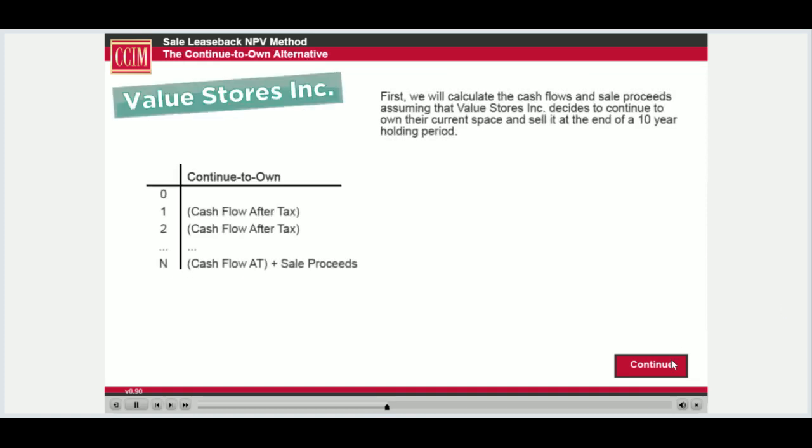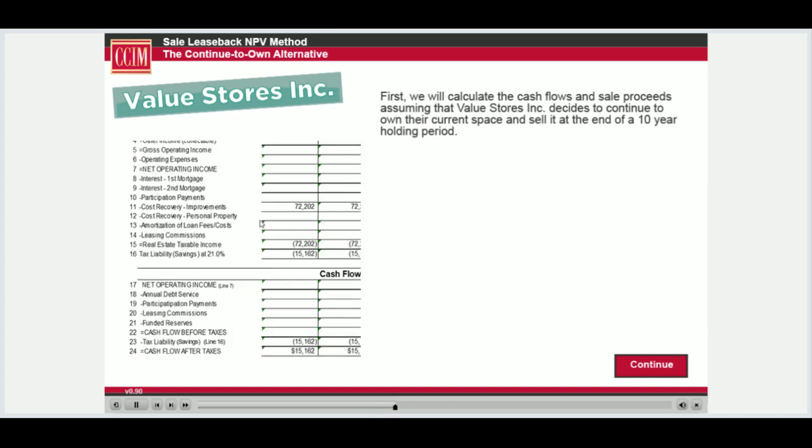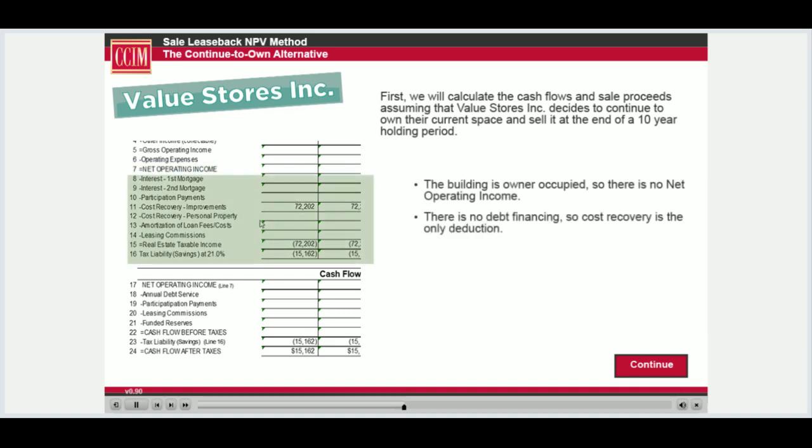Calculate the annual cash flows after tax from ownership for the projected occupancy period. Since the building will be occupied by the owner, there will be no income, so use 0 for the net operating income, NOI. Since the user acquired the property without any debt financing, the only deduction from NOI to calculate each year's taxable income is the cost recovery.